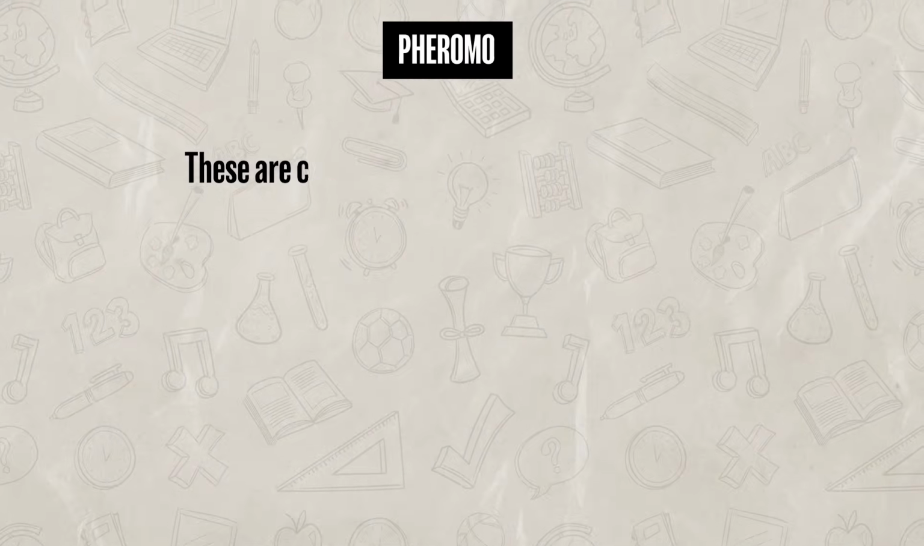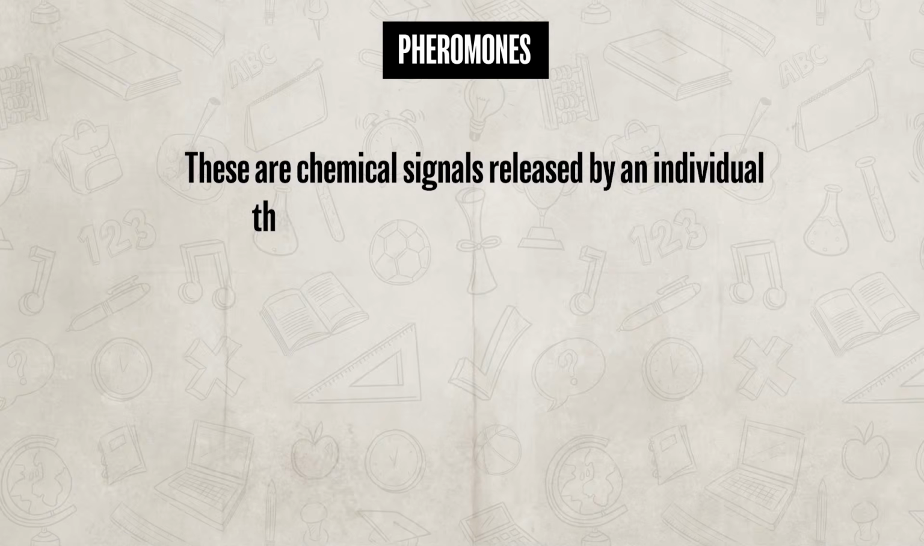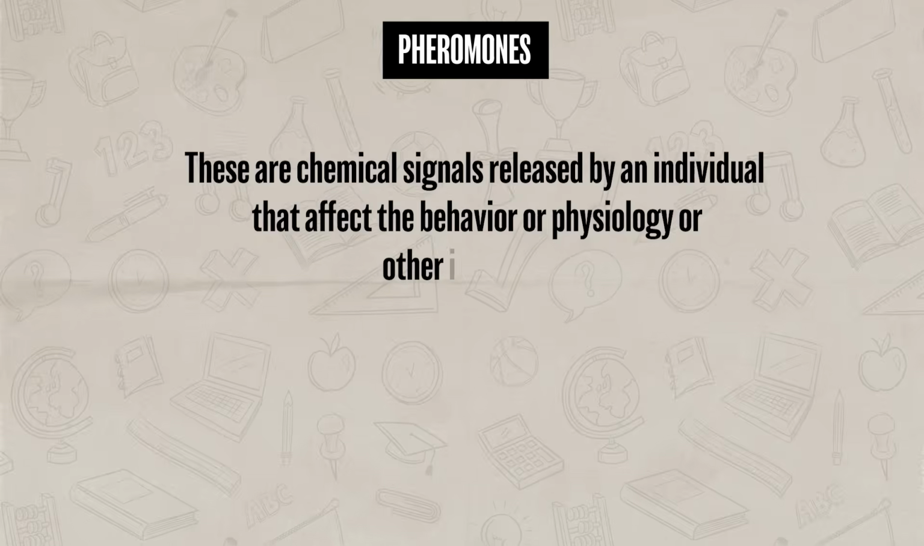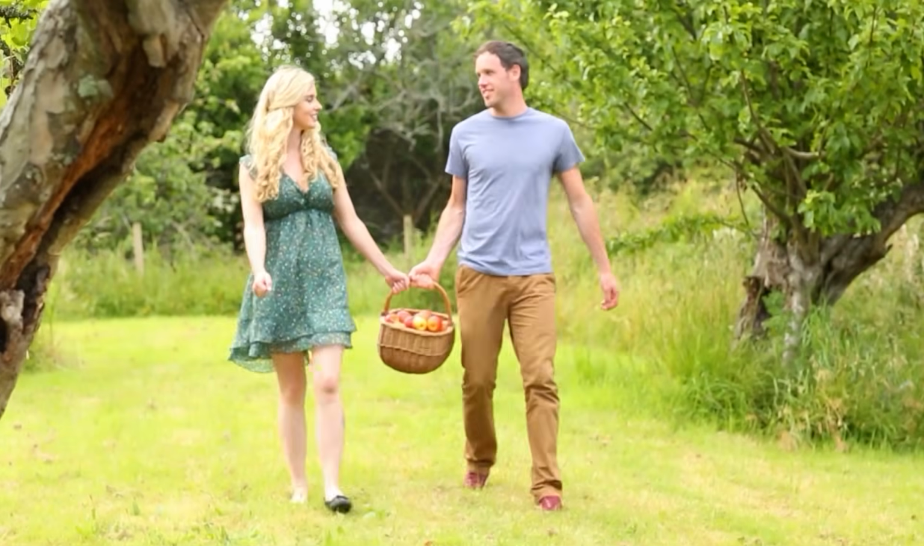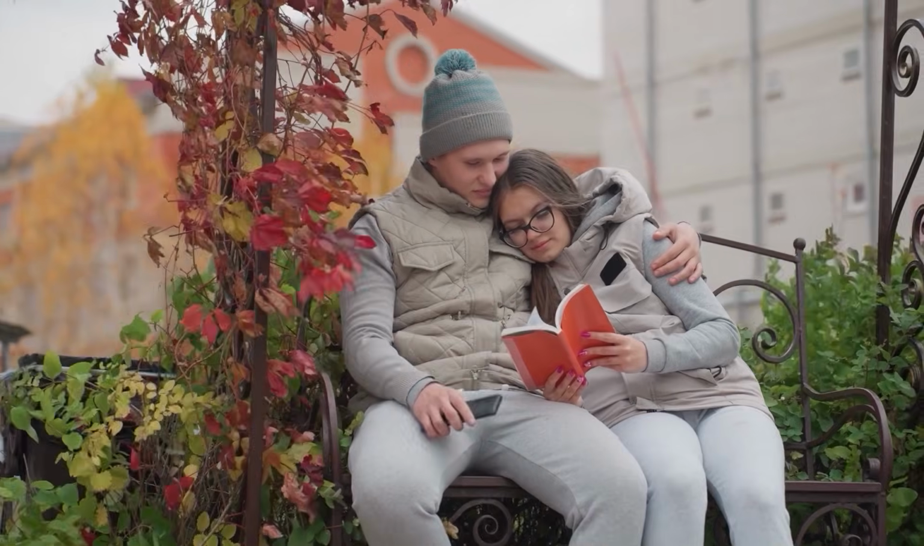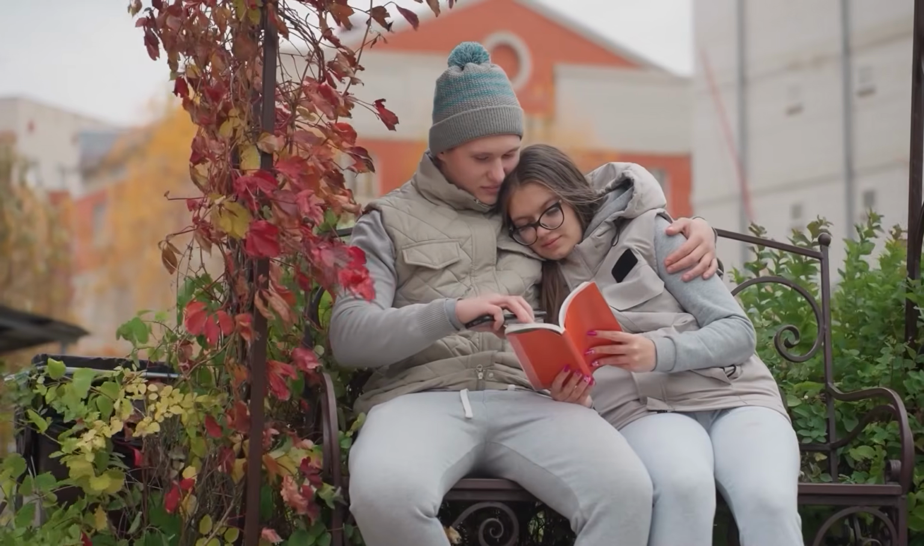Now, when it comes to smell, I do want to mention pheromones. These are chemical signals released by an individual that affect the behavior or physiology of other individuals. Pheromones are detected by the olfactory system and play a significant role in communication within the same species.